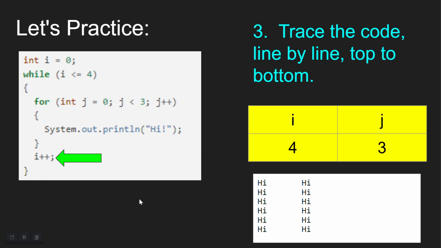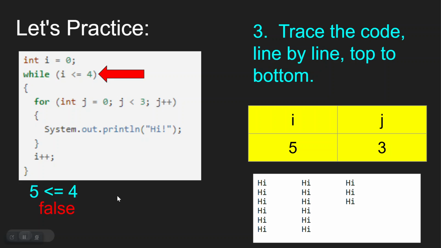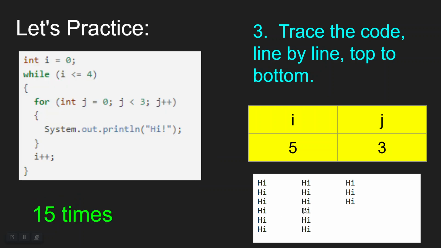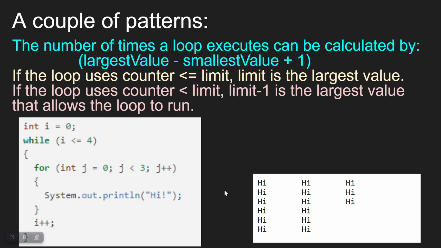I goes up to 4. 4 is still less than or equal to 4. So again, that evaluates to true. We do another 3 highs, and now I gets to 5. 5 is not less than or equal to 4. This evaluates to false. That means we are done. And so if we count them up, that's 15 times. However, this little algorithm showed us a couple of things that we should probably take note of. There's a couple of patterns that we can see emerging from this one.